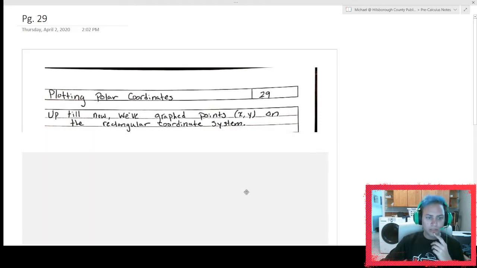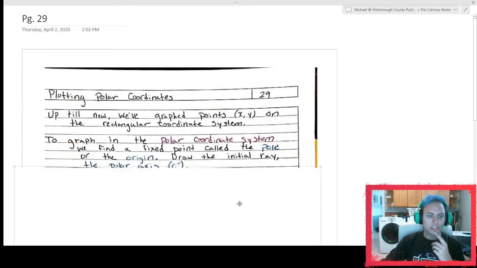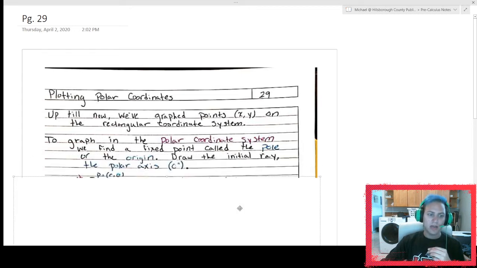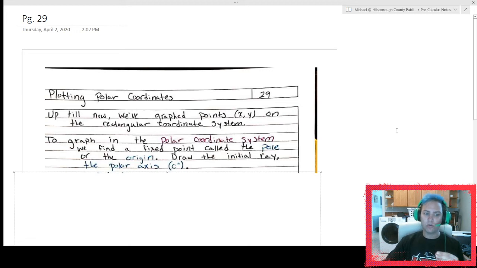The polar coordinate system is a circular system. So to graph a polar coordinate, what we're going to do is have a fixed point that we would call the pole or the origin. And it's called the origin also in rectangular. That would be the point (0, 0). So in a polar coordinate system, there's also that point (0, 0), and we refer to that as the pole as well as the origin. It's called both those names.